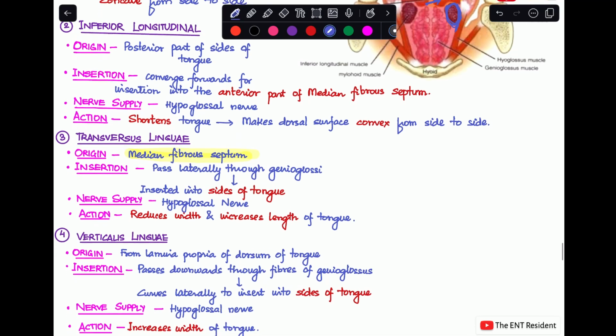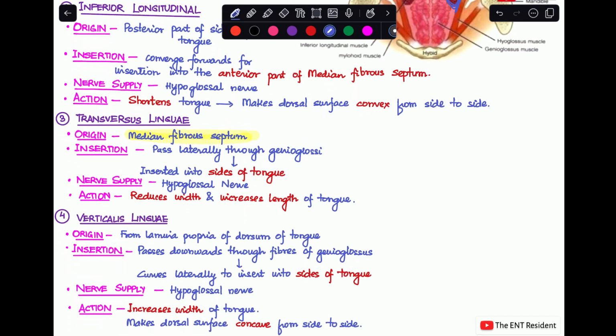And last of all is the verticalis linguae muscle. It takes its origin from lamina propria of the dorsum of the tongue. It passes downwards through the fibers of genioglossus and gets inserted into the sides of the tongue. So of all the four intrinsic muscles, three of them get attached into the side of the tongue, whereas the inferior longitudinal muscle is the only muscle which takes origin from the side of the tongue and gets attached to the median fibrous septum. And again, the nerve supply of verticalis linguae is the hypoglossal nerve, and its action is to increase the width of the tongue and make the dorsal surface concave from side to side.